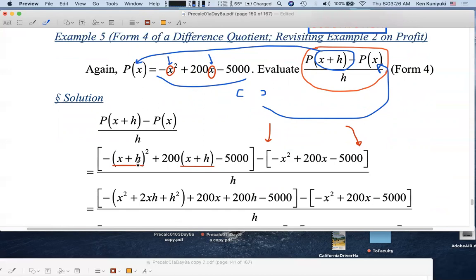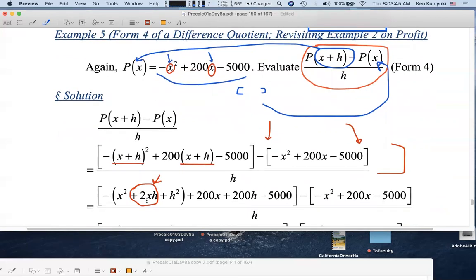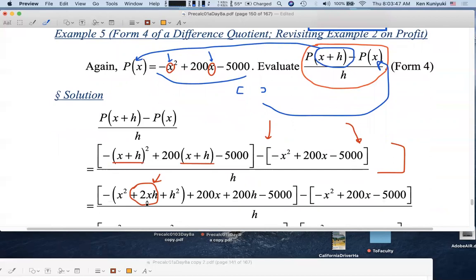Now, it helps to square this binomial. The opposite of the square of x plus h is not just x squared plus h squared. It's x squared plus 2xh plus h squared. Don't miss this middle term. So after this step, a key error to avoid is that you need to remember not to miss the middle, the 2xh term.